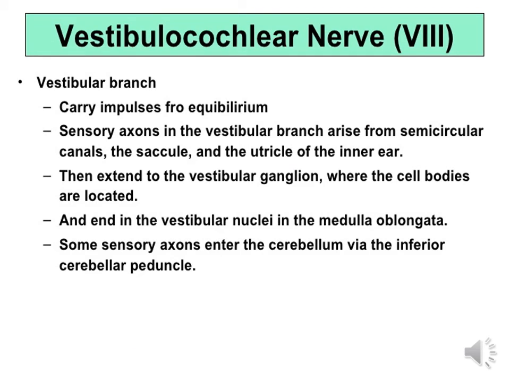The vestibular branch of the vestibulocochlear nerve carries impulses for equilibrium. The sensory axons in the vestibular branch arise from the semicircular canals and the saccule and utricle of the inner ear, then extend to the vestibular ganglion, where the cell bodies are located, and end in the vestibular nuclei in the medulla oblongata. Some sensory axons enter the cerebellum via the inferior cerebellar peduncle.